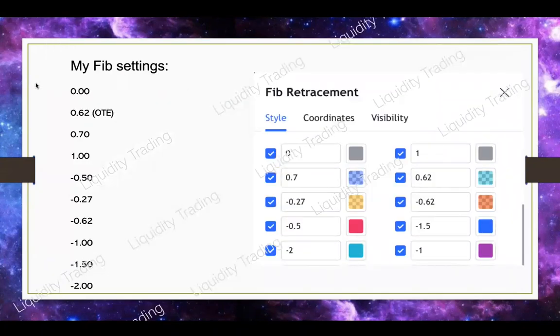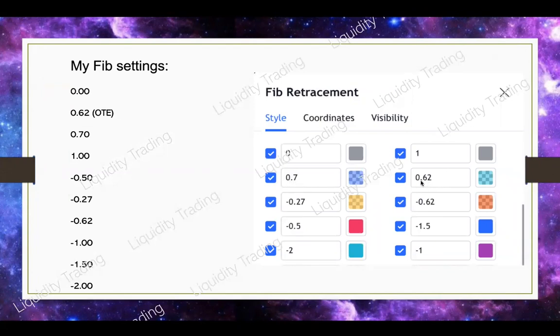Now how do my Fib levels look? These are the Fib levels that I will be using and will be teaching in my lessons. Obviously the 0 and the 1, this is the high and this is the low. On the bearish example, this is the low and this is the high. And the most important level for the entry would be the 0.7 up and the 0.62.